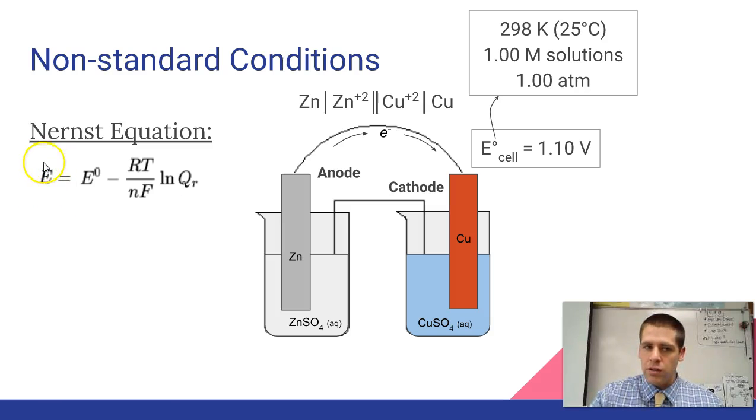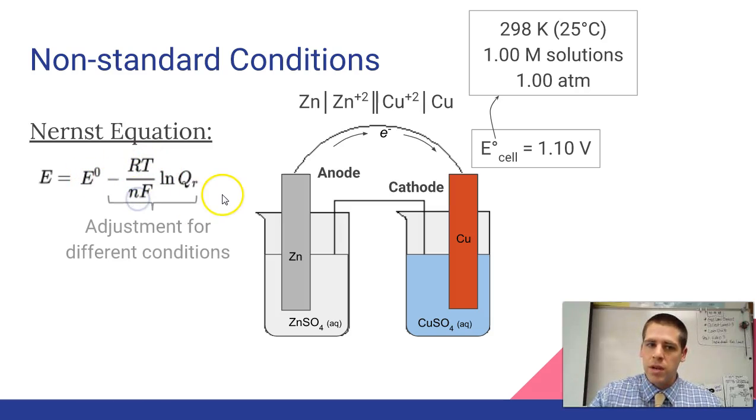Your energy at non-standard conditions, notice that there's no little degree sign, is equal to E naught, which is your standard conditions, minus some adjustment. Think of this as an adjustment for your non-standard conditions. R is 8.31, T is your temperature in Kelvin, n is the number of moles of electrons, F is Faraday's constant, and then the natural log of Q. Remember that Q is kind of like K, except we're not at equilibrium. So it's products over reactants, and only aqueous products over aqueous reactants.